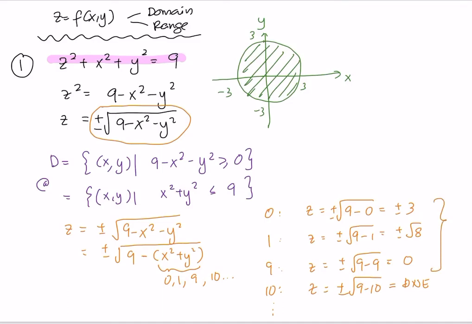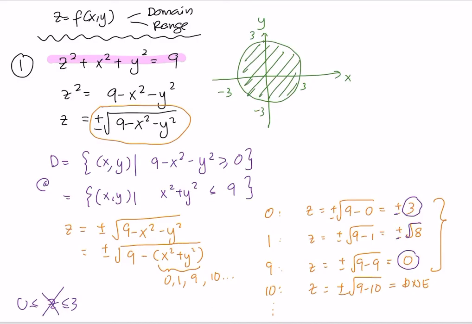So basically you cannot say that the range for z is between 0 and 3 only. We know that the maximum value is 3 and the minimum value is 0, but you need to consider also the negative part, which is in between 0 and minus 3.